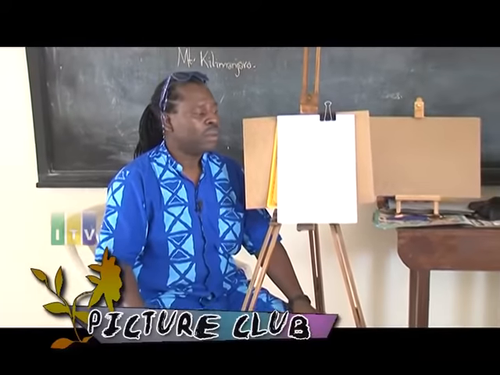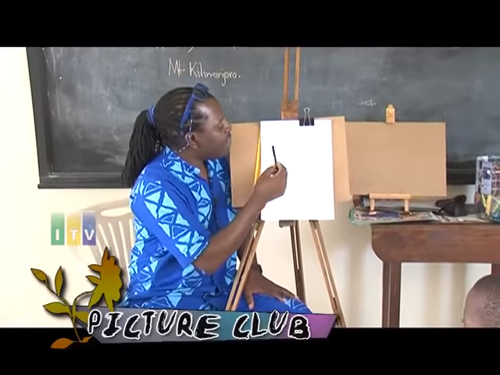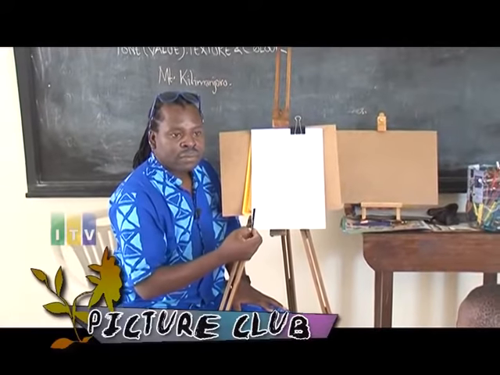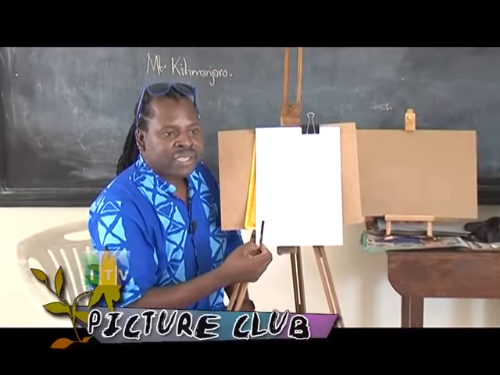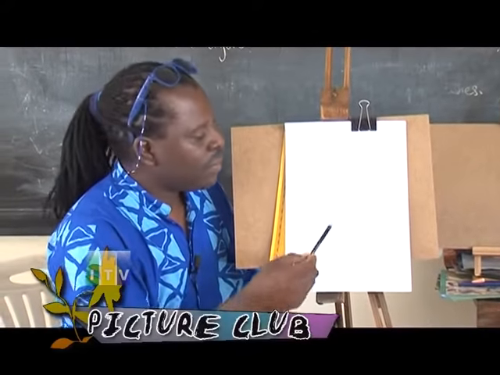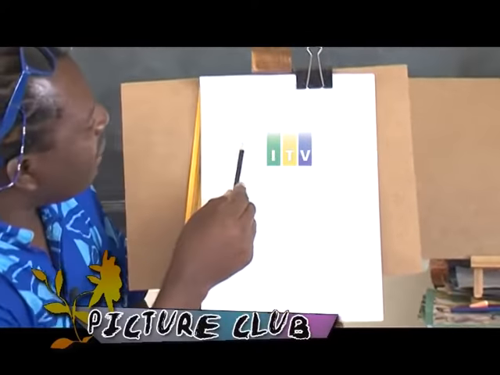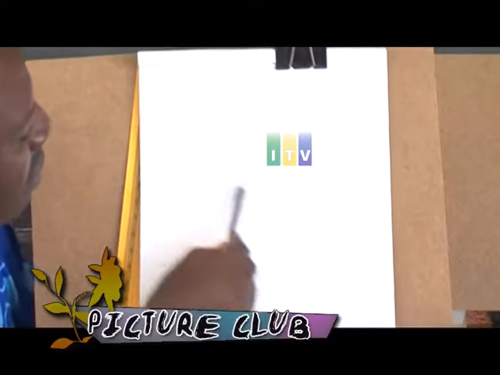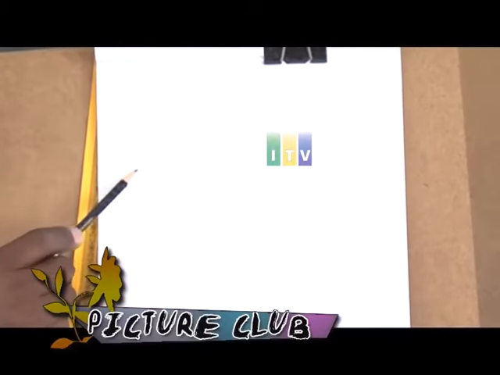Right? Sasa hii ndio nafasi yako. Let's start with perspective. Draw the lines like this. How do you call this type of line?